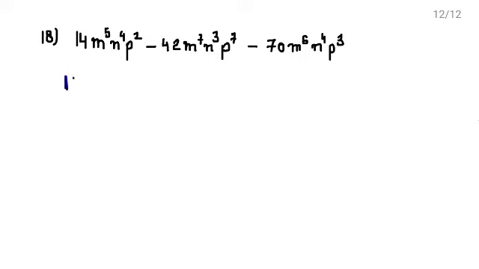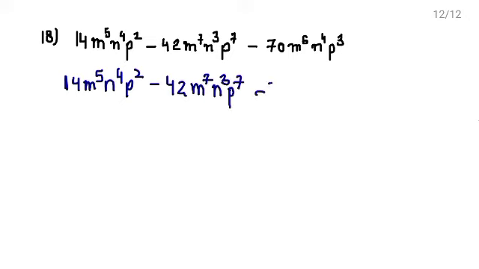Next question number 18. 14 m raised to the power 5 n raised to the power 4 p square minus 42 m raised to the power 7 n raised to the power 3 p raised to the power 7 minus 70 m raised to the power 6 n raised to the power 4 p raised to the power 3.